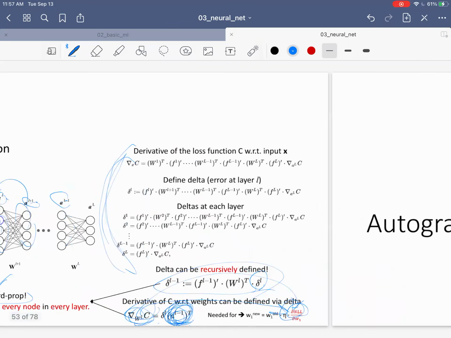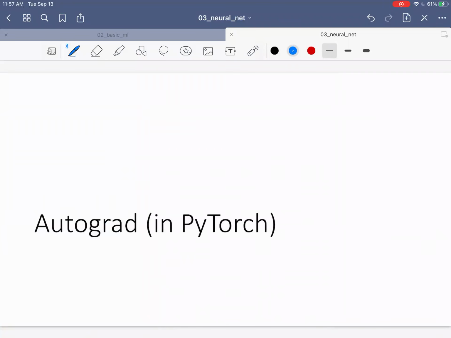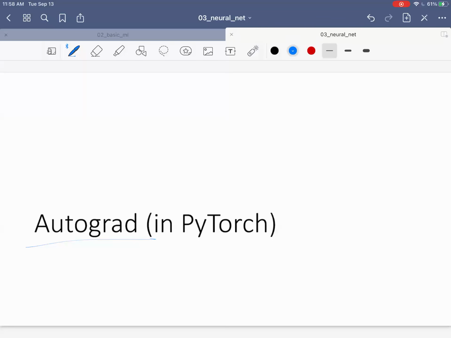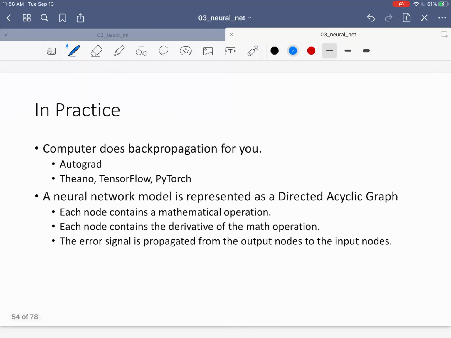Right, then I'm going to move on. We've got only a couple minutes left. So, how this whole backpropagation is done in PyTorch is called Autograd. There are a lot of Autograd packages like TensorFlow, Theano, PyTorch, JAX, MXNet, and all of these run in a very similar manner, which is using a DAG structure, a directed acyclic graph.